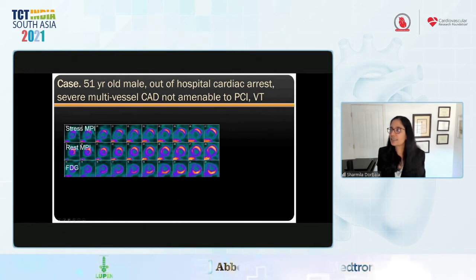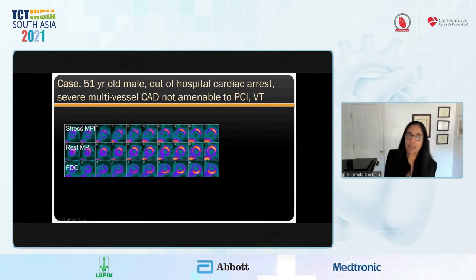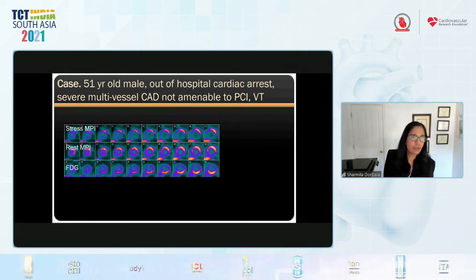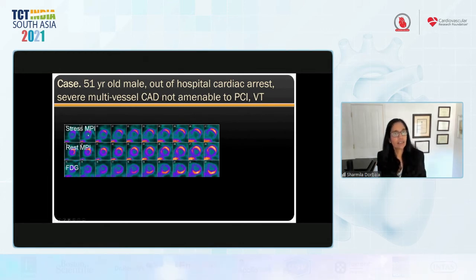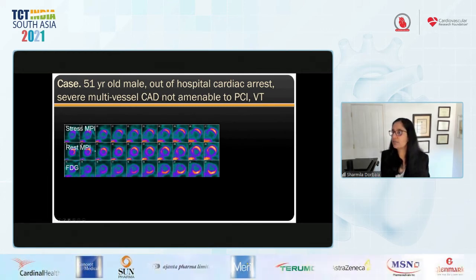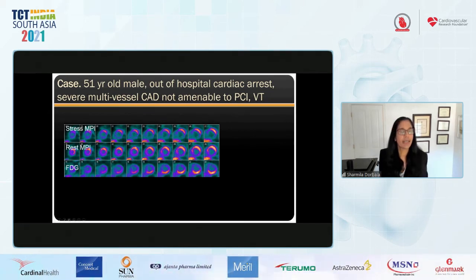One more case here: a 51-year-old man with out-of-hospital cardiac arrest and severe multivessel coronary disease, which was not amenable to percutaneous intervention. He was having frequent ventricular tachycardia. After 3 weeks of stabilizing him, he underwent rest-stress perfusion with N13 ammonia.